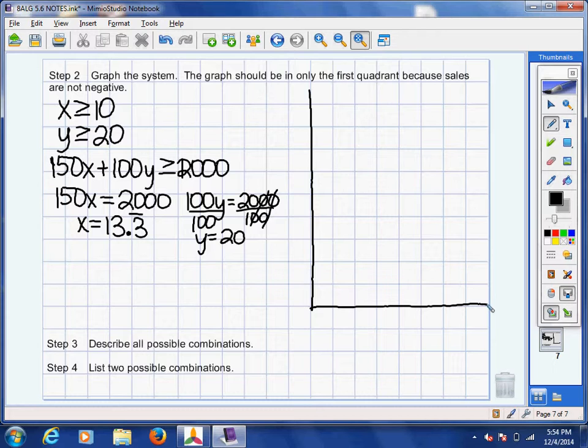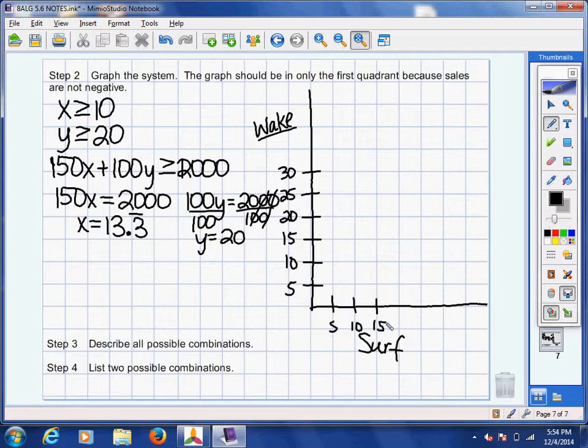All right. Now, because of the nature of our numbers, I think I'm going to go by fives, okay, for both axes. So 5, 10, 15, 20, 25, 30. Okay, I'll stop right there. And the y-axis, remember, that's our wakeboards. And I'll just put wake over here. Hopefully you'll remember that's what that means. And I'll make this number of surfboards, and we'll go again by fives, 5, 10, 15, 20, 25, and 30.